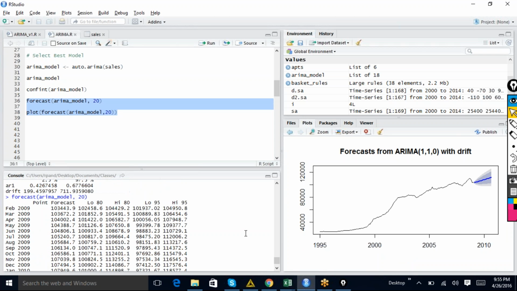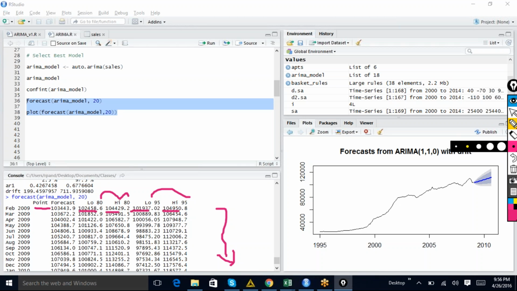If you look at the table first, it has given you a forecast and it has given you the confidence interval for the forecast, right? So basically, it's saying the forecast for February 2009 is this, with 80% confidence interval. So with 80% confidence interval, the sales could be 1024 or 10449. Similarly, with 95% confidence interval, the sales could be 109 and 104 and so forth. And it does it for several months, right? But it's much easier to look in terms of the plot, right?